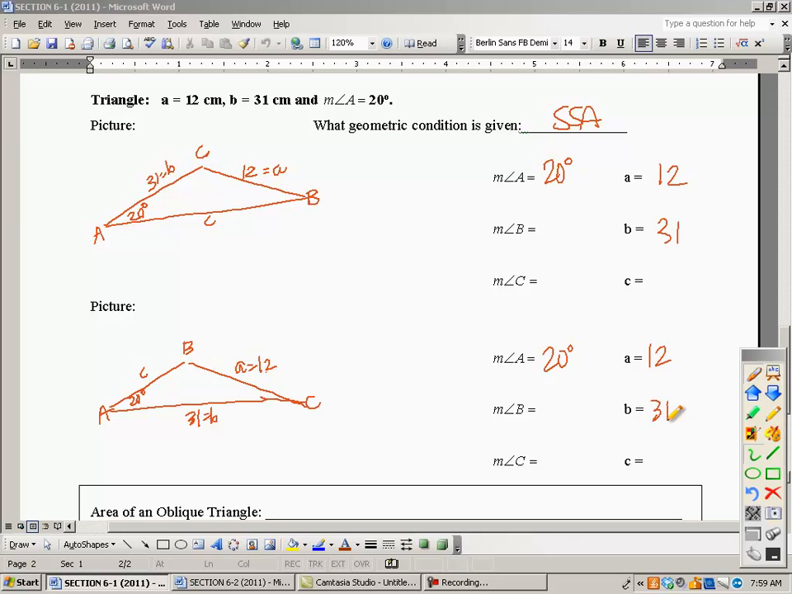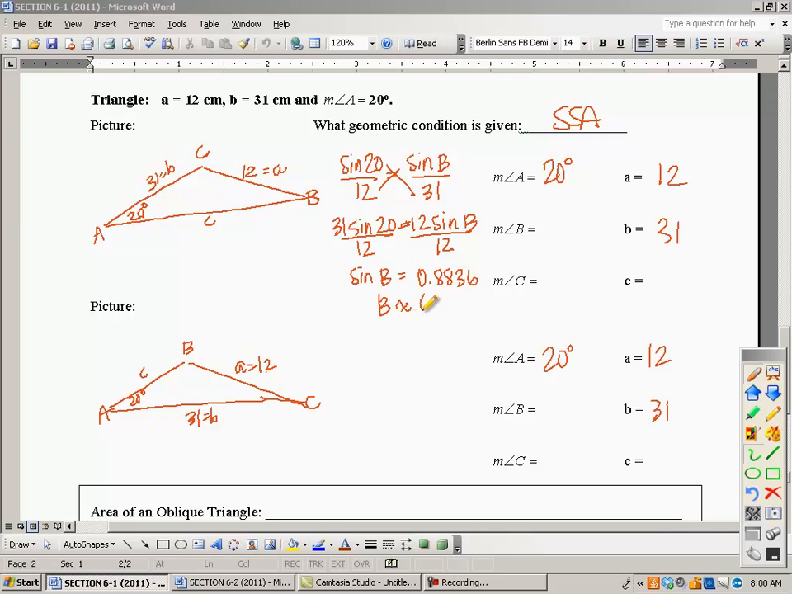Okay, here we go. I'm going to start off the same way as I did before. I'm going to say the sine of 20 over 12 equals the sine of B over 31, and I'm going to cross multiply. 31 times the sine of 20 equals 12 times the sine of B. If I divide by 12, the sine of B is 0.8836, and you want to go as far as you can on that. So when I inverse sine, angle B is approximately 62.08 degrees.